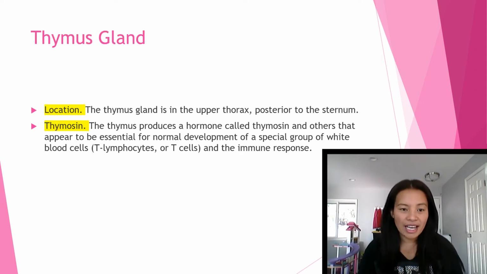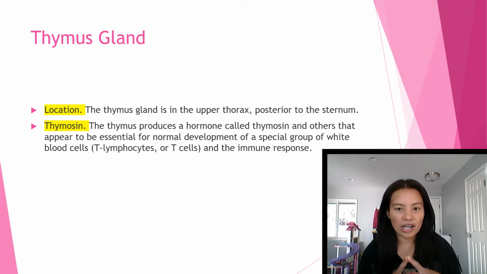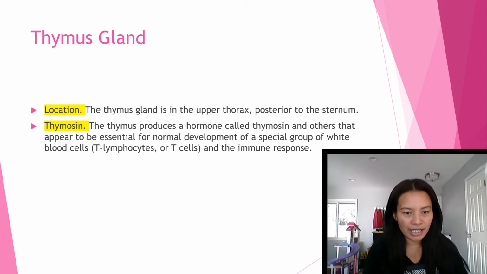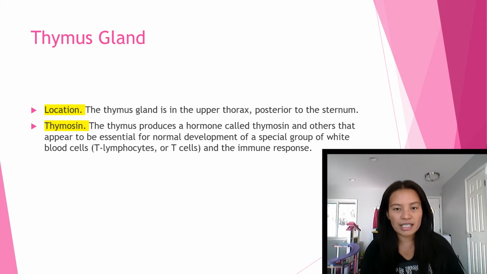Okay, next one is the thymus gland. The thymus gland is large in infants and children and decreases in size throughout adulthood. Isn't it interesting? As for location, the thymus gland is in the upper thorax, posterior of the sternum. Thymosin is the hormone of the thymus gland. The thymus produces a hormone called thymosin and others that appear to be essential for normal development of a special group of white blood cells. So we have the T lymphocytes or the T cells and the immune response.